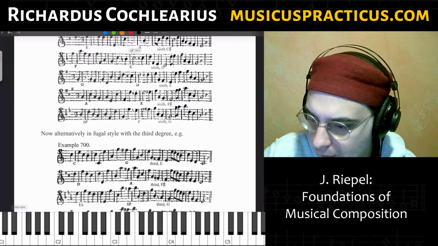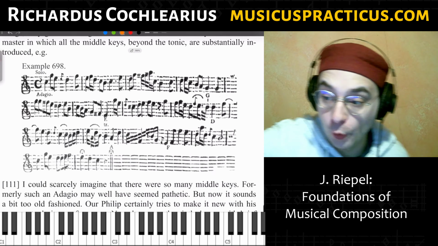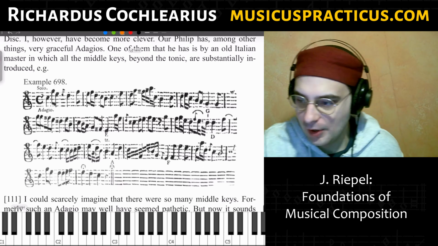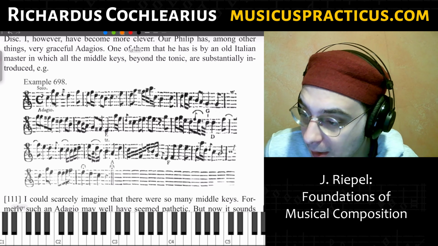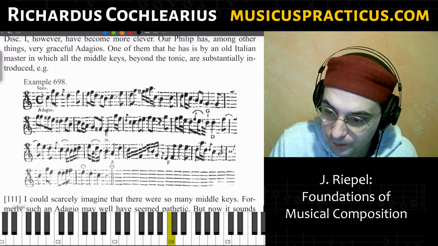Good. So now we have this adagio. Let's play this adagio of the old Italian masters, where all the middle keys beyond the tonic are substantially introduced.